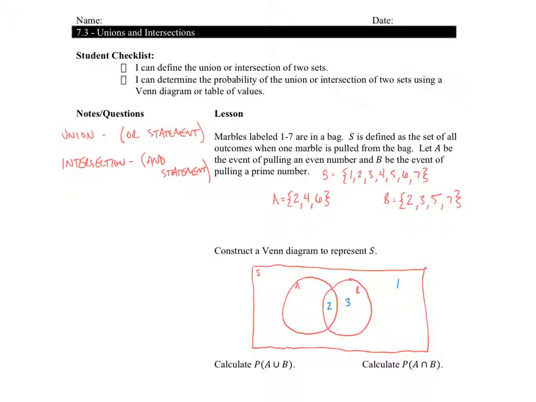4 is 1 through 7, and it is even, but it is not prime. 5 is within 1 through 7. It is not even, and it is prime. 6 is an even number within that set. And 7 is prime.